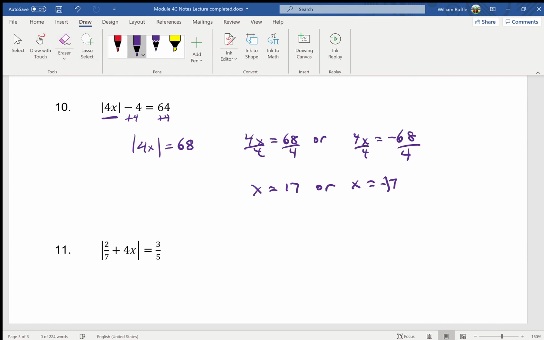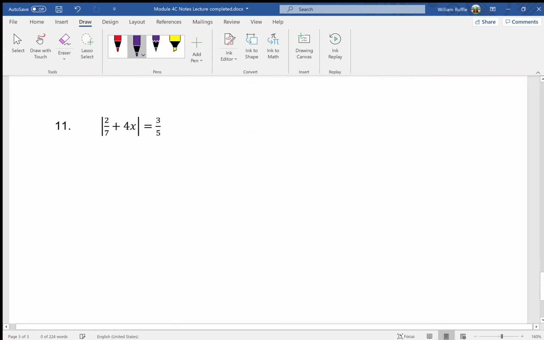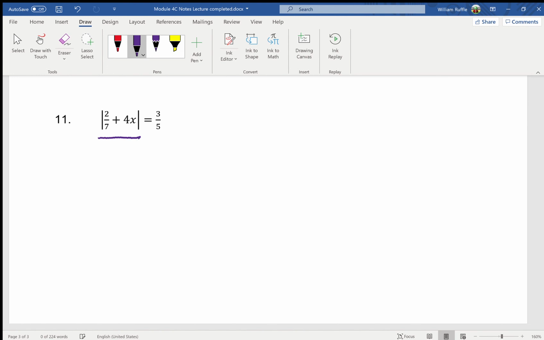All righty. Now the last question. Everybody gets freaked out about this question, but it is not a bad question at all. First of all, it's nice in the fact that the absolute value is by itself. So what I have to do is set them equal to positive 3/5 and negative 3/5.